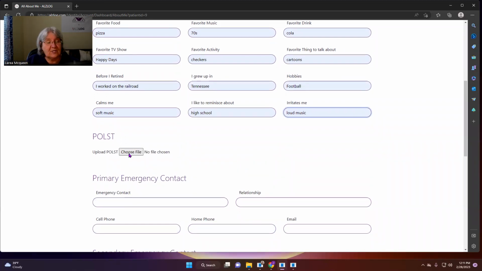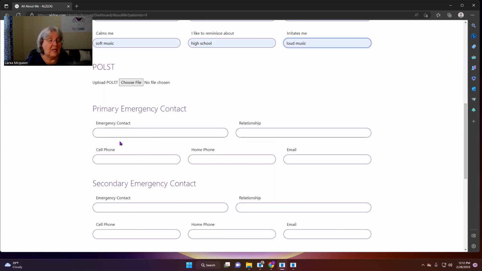So then I also put a section here for the POLST form. A POLST form is the advanced directives form. This tells the caregiver if something happens and their heart stops beating, do I want them resuscitated or do I not want them resuscitated? It's a CPR or no CPR really is what this comes down to. If you have a copy of this, you can take a picture of it and you can upload it right into the file here.